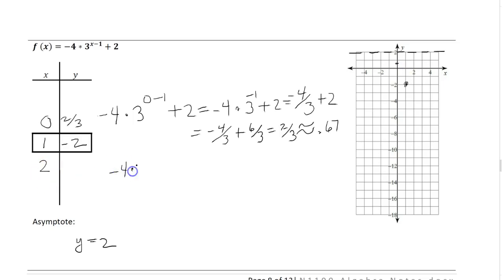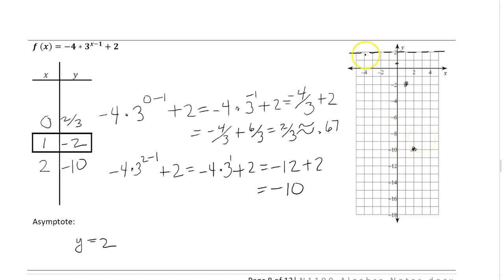Negative 4 times 3 to the 2 minus 1 plus 2. This equals negative 4 times 3 to the 1 power plus 2, or negative 12 plus 2, which is negative 10. Graph the point (2, negative 10). These 3 points give us enough information to get the general shape of the graph.